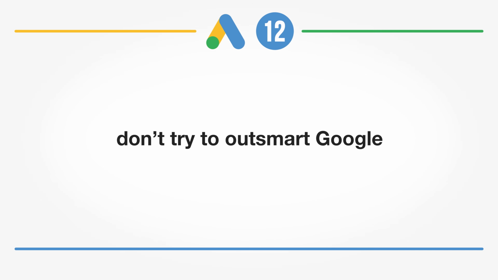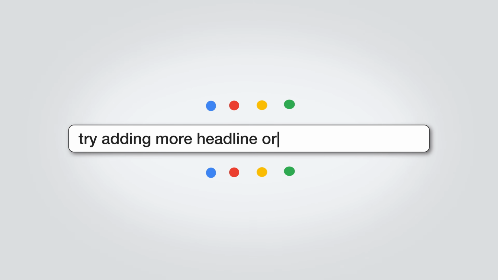Number 12, don't try to outsmart Google. So most, not all, most of their recommendations that you see within your ad account are beneficial. They are going to improve your results. Things like when Google says, try adding in more headline options, more description options, that gives Google more opportunity to test. You're probably going to get better results.